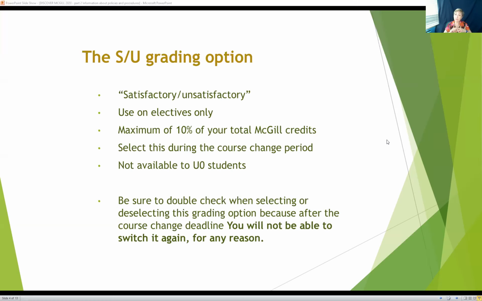Finally, you can only choose this for a maximum of 10% of the number of McGill credits you have to take for your degree. So if you come in with no advanced standing at all and you have to do 120 credits at McGill, you would be allowed to do SU on a maximum of 12 credits, and they would all have to be electives. Let's say you come in with a full year of advanced standing and you only have 90 credits left to do at McGill. Then you can only choose SU on 9 credits of electives in your whole degree. So that's what we mean by 10% of your McGill credits.